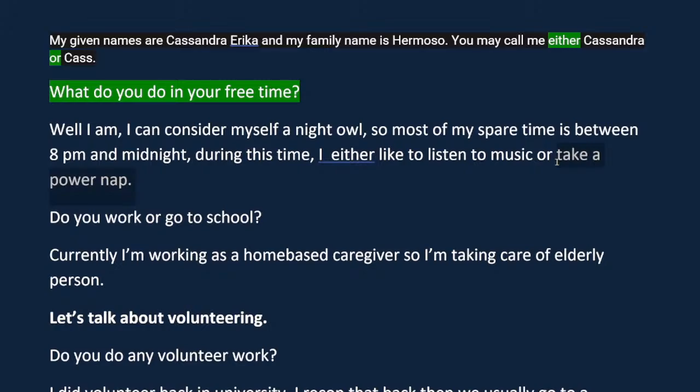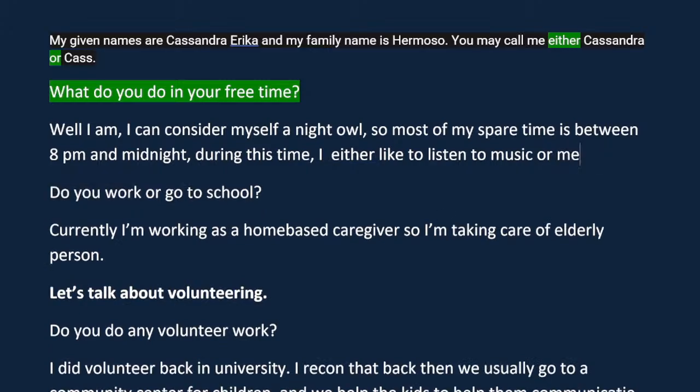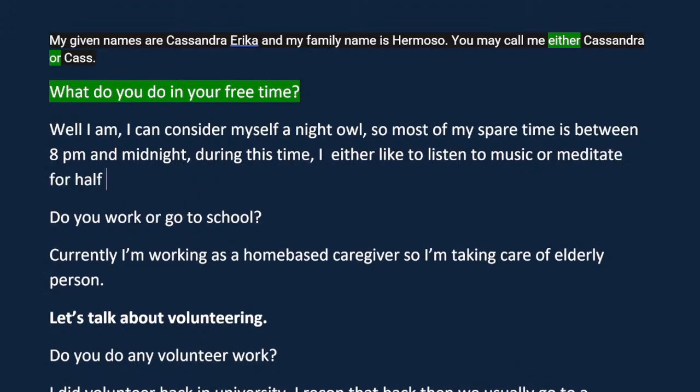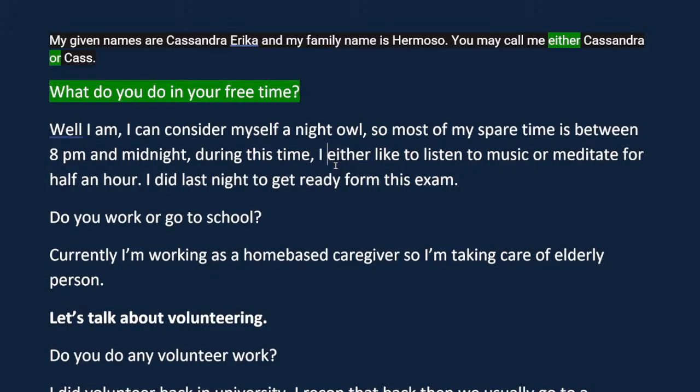Probably take some meditation, like 30 minutes. Or meditate, sure. For half an hour, sure. And then you can say, I did this last night to get ready for this exam, right? So that example, okay? So now it's a much more sensible answer. So this is where, even though a candidate has excellent English like you have, you have to also show excellent communication. So that's what you want to focus on.